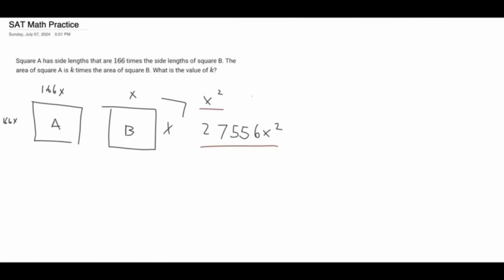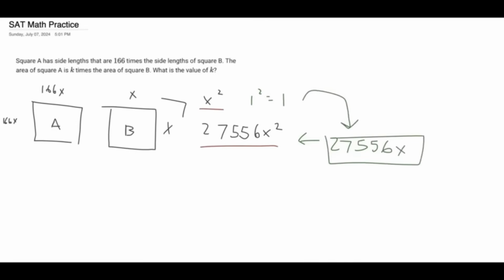So then we would get 1 squared. 1 squared is just 1. And then since 1 squared is 1, then we know for the bottom part, this is just equivalent to 27,556. We can clearly see the relationship here that the area of square A is 27,556 times the area of square B.